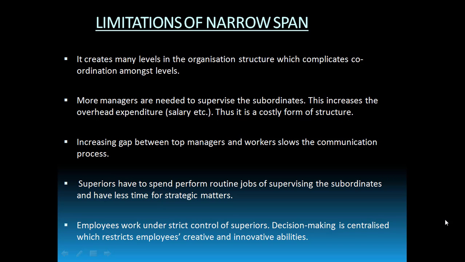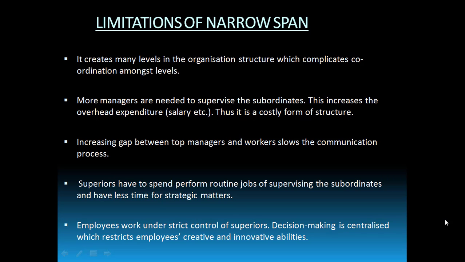Then third is increasing gap between the top managers and workers slows the communication process, right? Fourth is superiors have to perform routine jobs of supervising the subordinates and have less time for strategic matters. Now, as it is said that in narrow span of control, the managers can keep a close check on the subordinates by reviewing and performing their jobs. When a manager keeps on reviewing and performing the routine jobs of the subordinate, he will have less time to spend on strategic matters, right? So this is one of the limitations of narrow span of control.